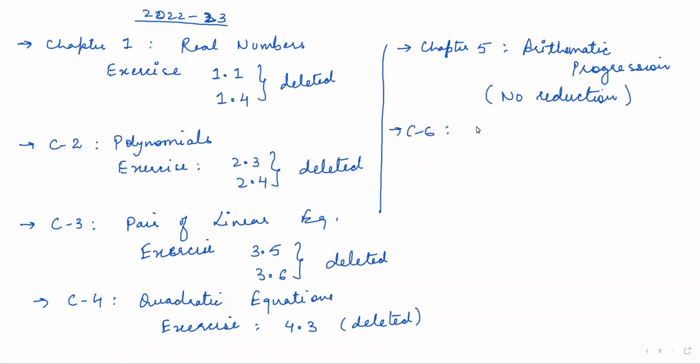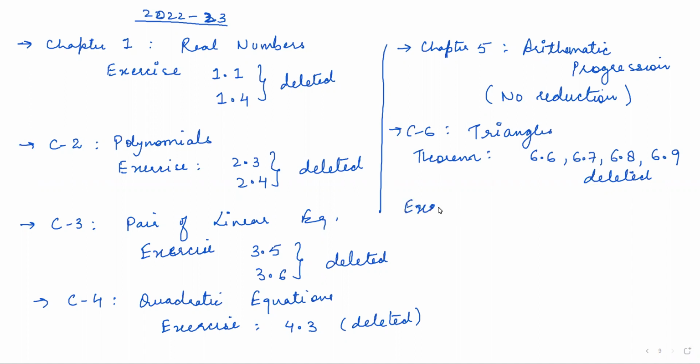Chapter 6, that is triangles. Now theorem 6.6, 6.7, 6.8, and 6.9, they are deleted, all four. And exercise 6.4 and 6.5, they both are deleted.